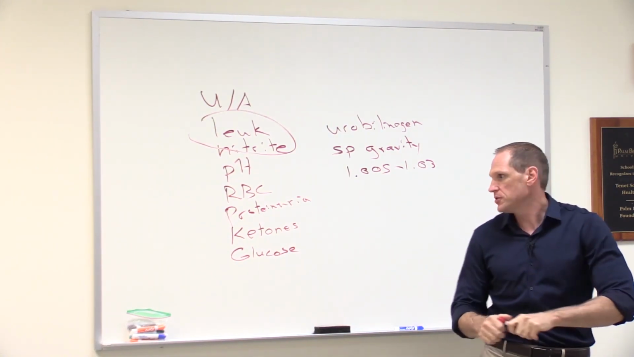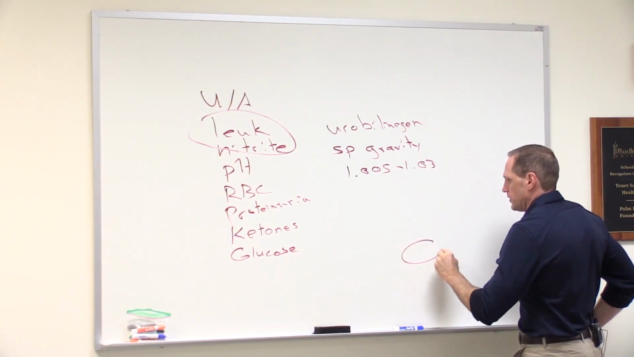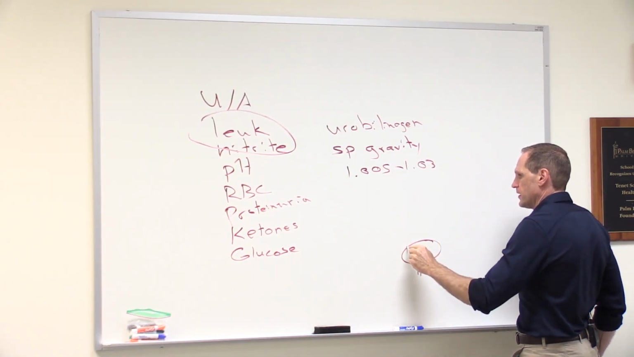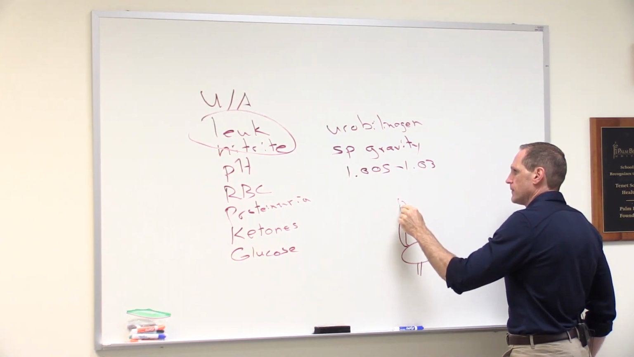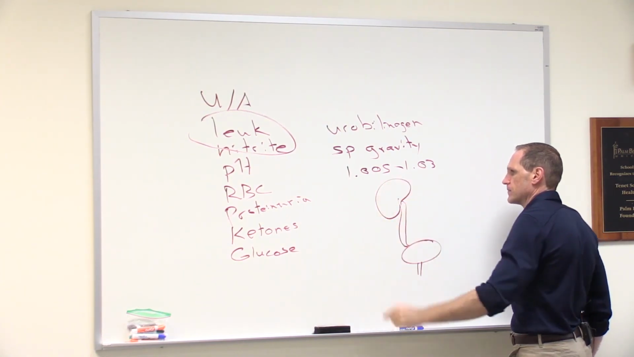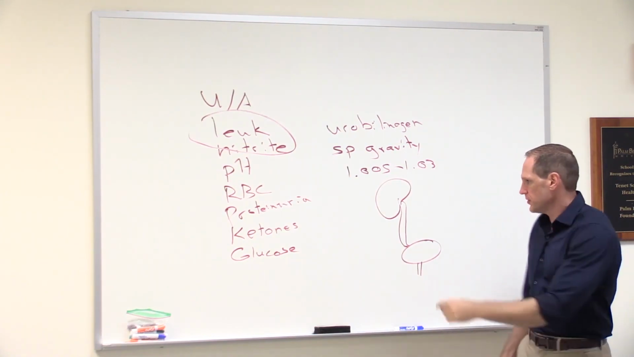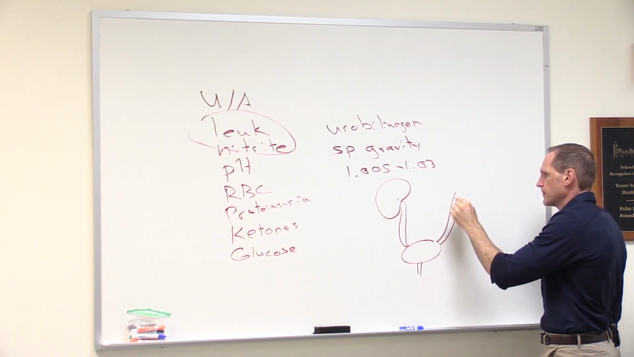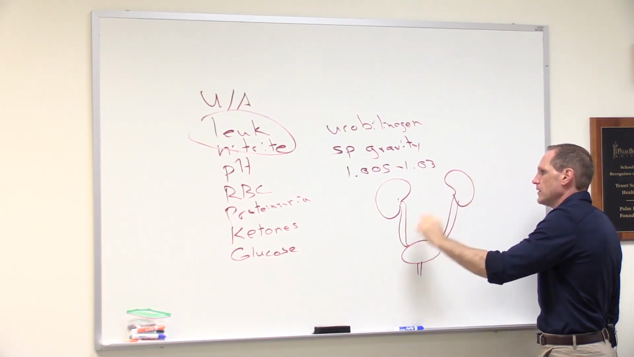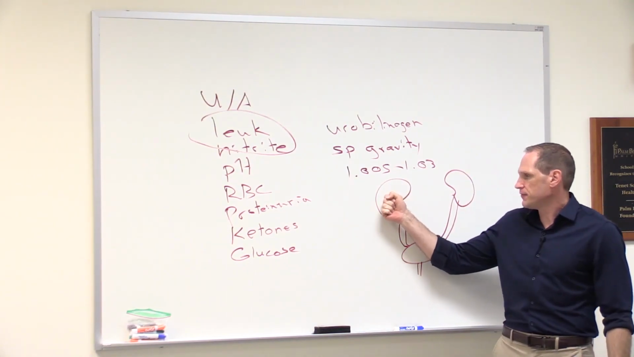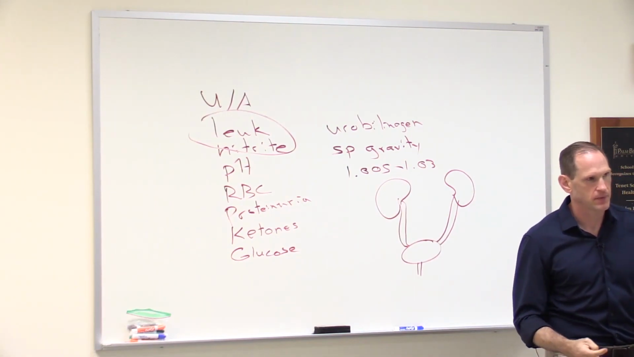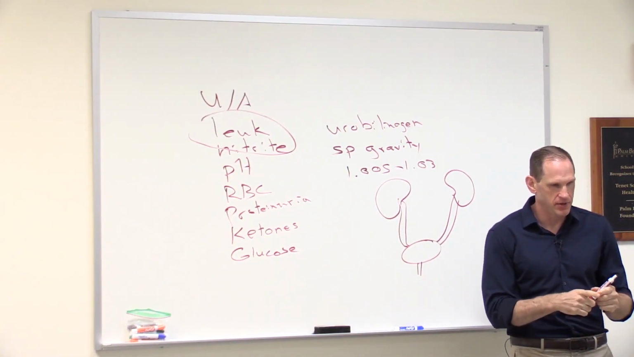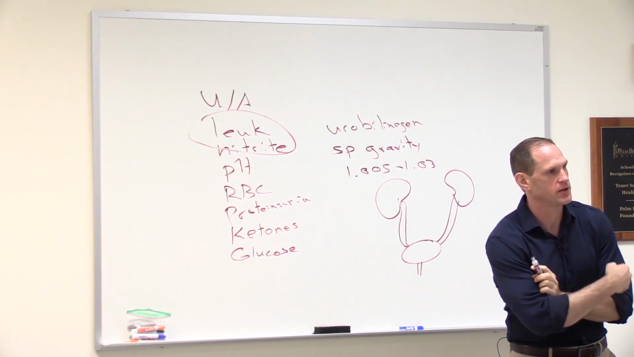Now, once you go, so here's our bladder, there's your urethra, and then you've got these tubes that go up to what? A kidney. So there'll be one on each side. If you have an infection of the kidney, that's going to be called pyelonephritis. Pyelonephritis is very similar in symptoms to a urinary tract infection.